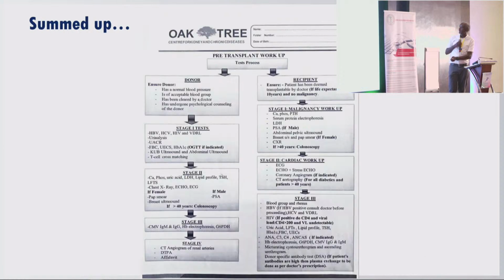So at the end of the day, in our practice we do quite a number of things, and we go in stages. As you can see above, for the recipient, it starts with the doctor. The doctor has to decide whether the patient is going to benefit from a transplant. Then we do the malignancy workup, the cardiac workup, and then the rest of the workup after that. This is probably a template that we use everywhere. I think for Eldoret, this is what we use both in private and at MTRH, and it's similar to what other people use around the country.